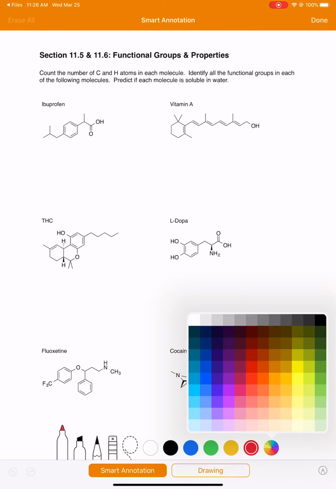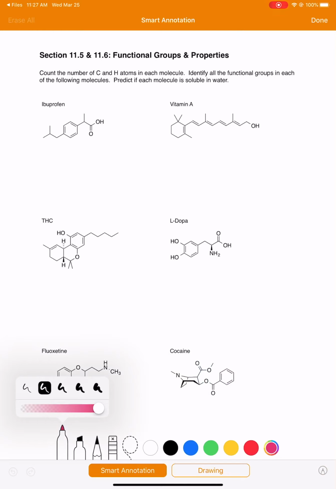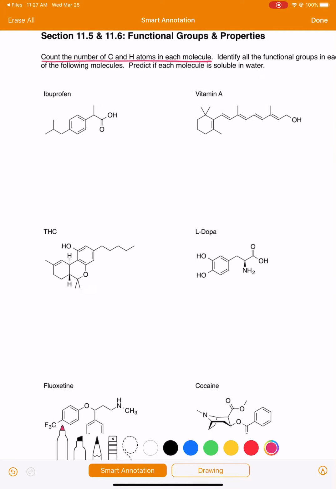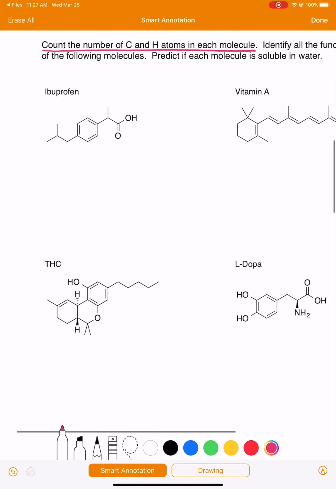We are going to practice counting the number of carbons and hydrogens in each molecule. So we're just going to do this first part of the worksheet, counting hydrogens and carbons. We're going to start by counting our carbon atoms. And remember that every single line segment represents a carbon-carbon bond. So I'm going to draw dots at the beginning and end of every single line segment. Each one of these dots represents a carbon atom.